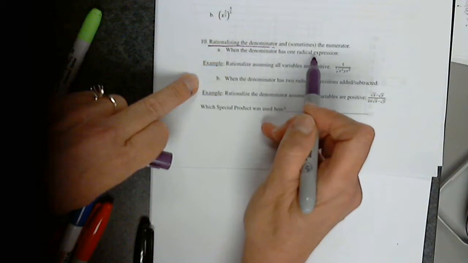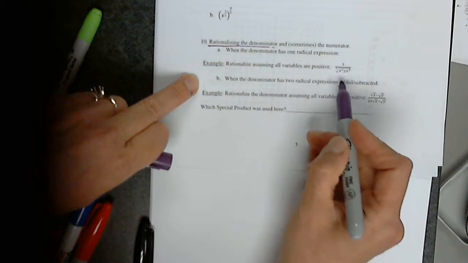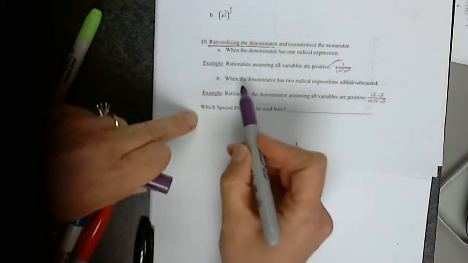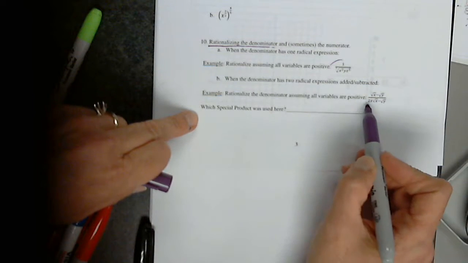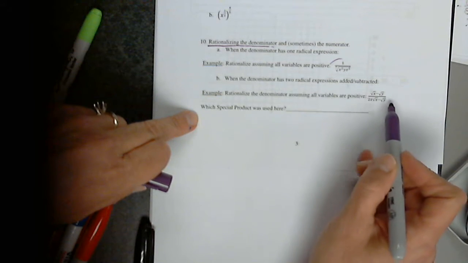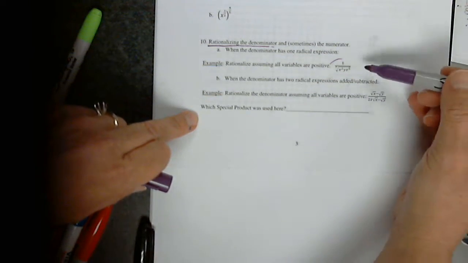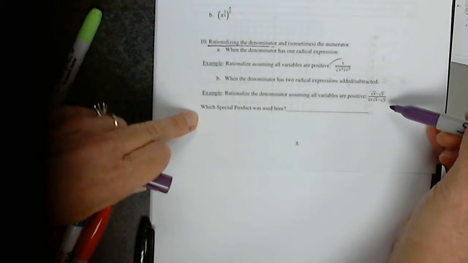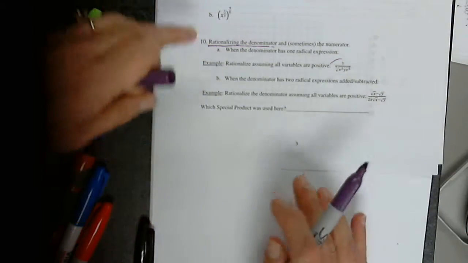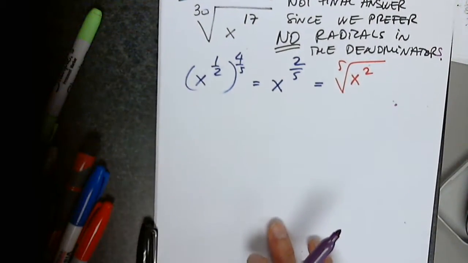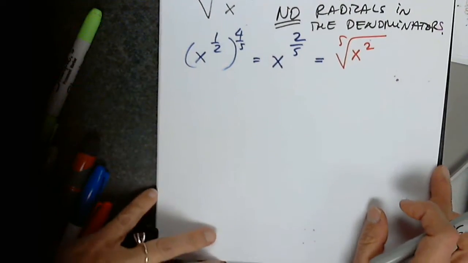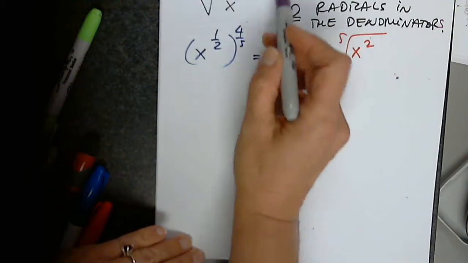When the denominator has one radical expression, like this, that's one possibility. And when the denominator has two radical expressions, added or subtracted, like a problem like this. Okay? So I'm going to discuss the first one, and then we'll discuss the second one with examples. So before we look at these two, I want to explain with simpler examples. And I'm going to come back to this.